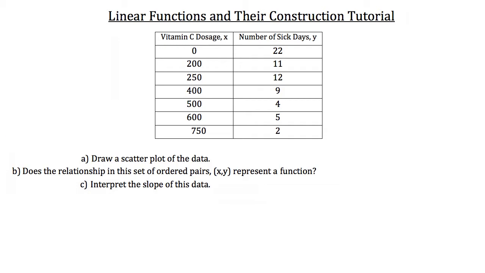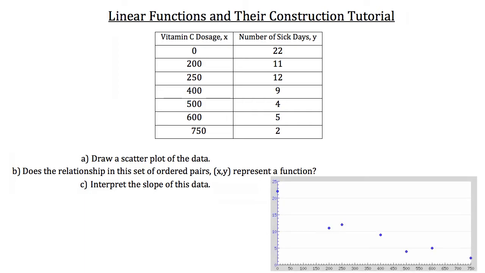Well, the first thing we want to do is to draw a scatter plot of the data, and we've been told that vitamin C dosage should be our x coordinates, and number of sick days should be our y coordinates. So this would be the x and y of the first point, respectively, on your data plot. So here's what a scatter plot would look like of this data. Notice we've plotted each of these x, y coordinates together.